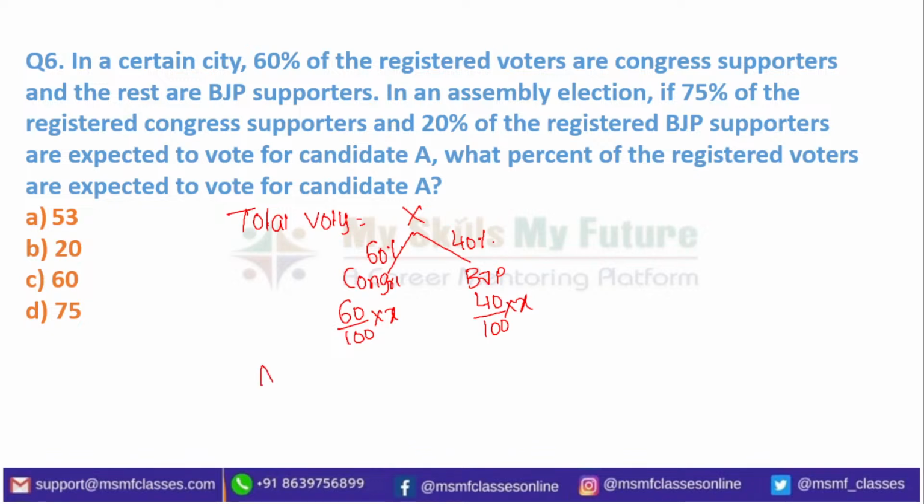Candidate A will secure 75% of the votes from the Congress, meaning 75/100 into 60X/100, since Congress voters are 60X/100. Among BJP supporters, 20% are supporting candidate A, so 20/100 into 40/100 into X. These are the total value for candidate A. After calculating this value, we get 106X/200.